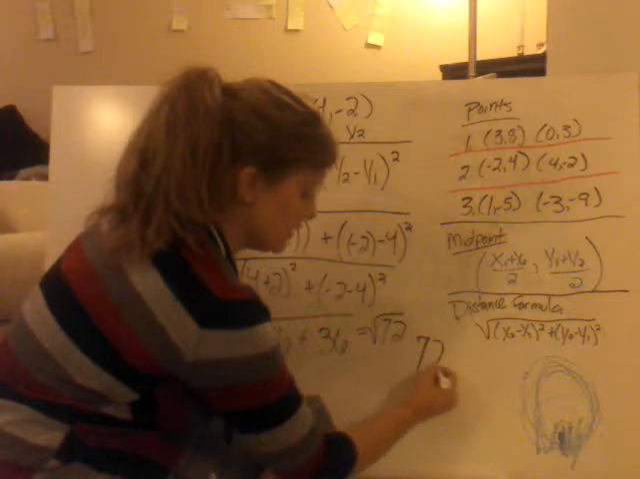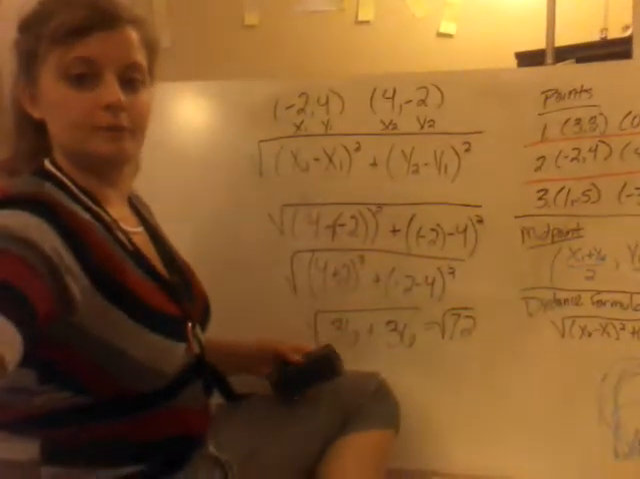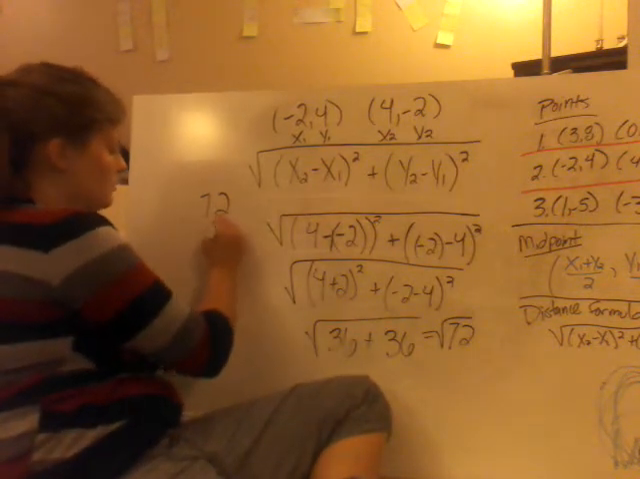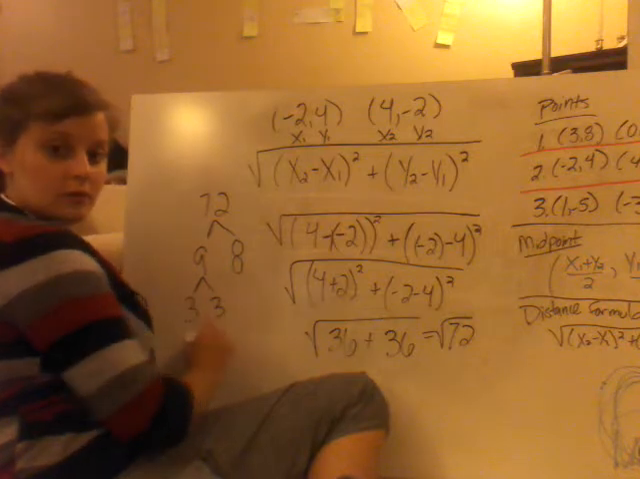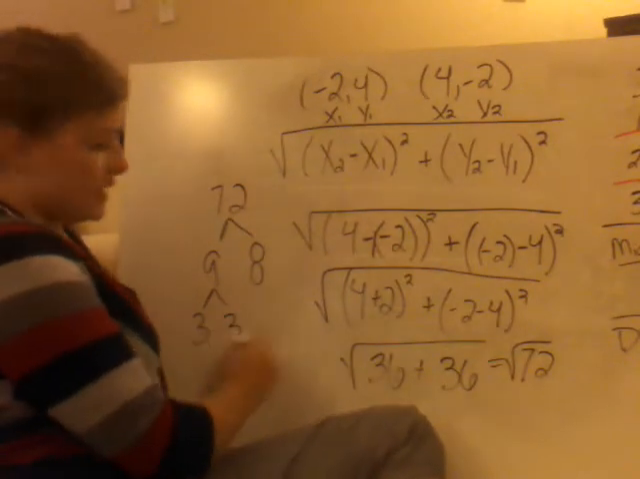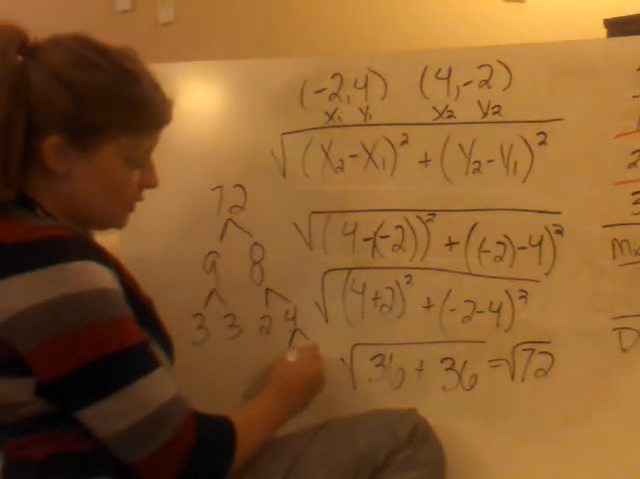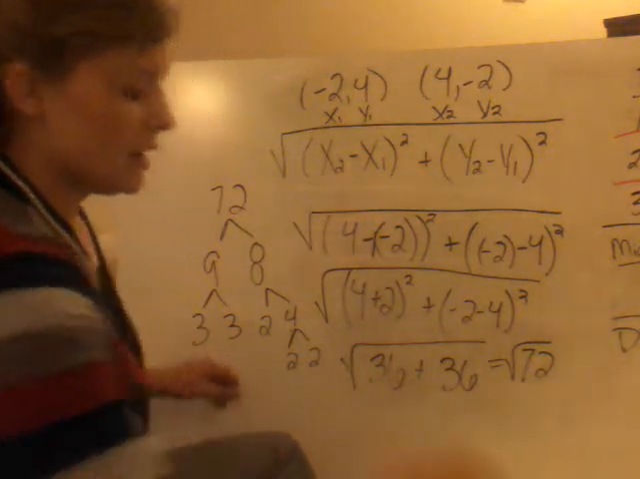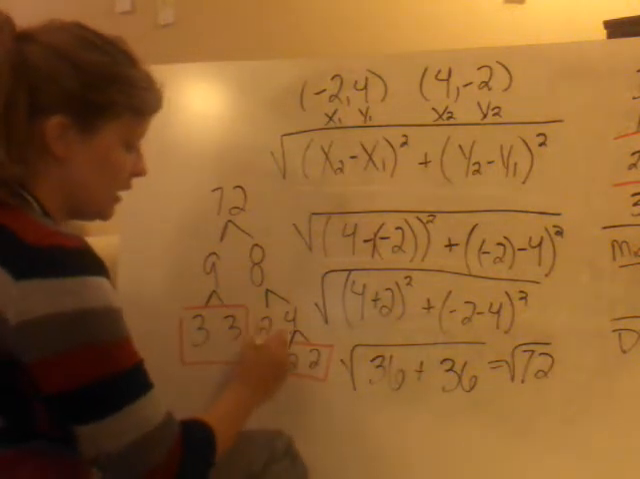So over here I'm going to do my factor tree. Okay. So I've got 72. 9 times 8 is 72. 3 times 3. Still see that? There we go. So 3 times 3 is 9. 2 times 4 is 8. And 2 times 2 is 4. So my results here are, I have a set of 3s, a set of 2s, and a single 2.